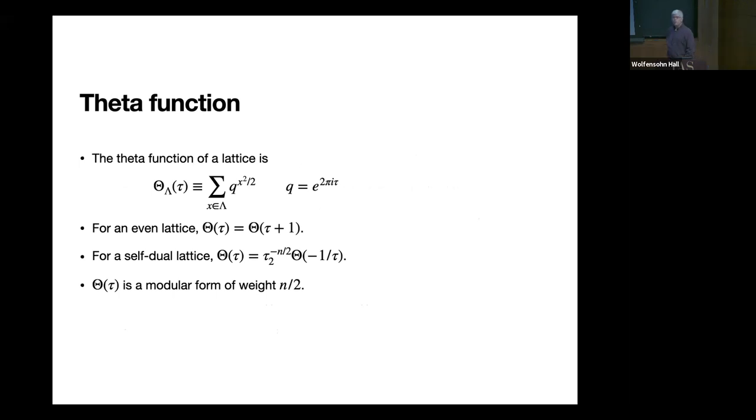A nice mathematical way of characterizing a lattice is by its theta function. The theta function of the lattice is the sum over all lattice vectors of q to the x squared over 2. And sometimes we'll end up taking q to be e to the 2 pi i tau, and we move on to CFTs, so let's do that now. For an even lattice, you can easily see that this is invariant under shifts of tau by 1. And for a self-dual lattice, we have this duality relation between theta of tau and theta of minus 1 over tau. So theta is a modular form of weight n over 2.